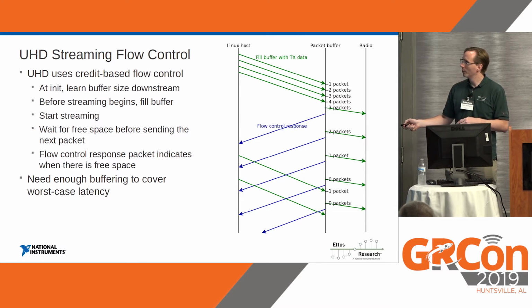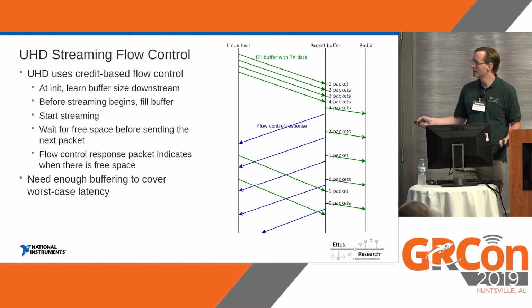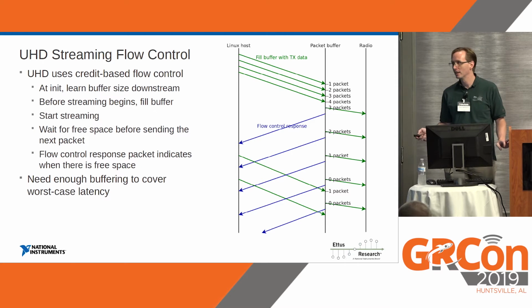Meanwhile, the radio and the packet buffer will send its flow control response. We'll handle it. UHD will say, oh, okay, I can send more, there's more there, and hopefully it'll arrive in time so that we don't get an underrun. So with this, you can see we need enough buffering to cover whatever is the worst case latency.